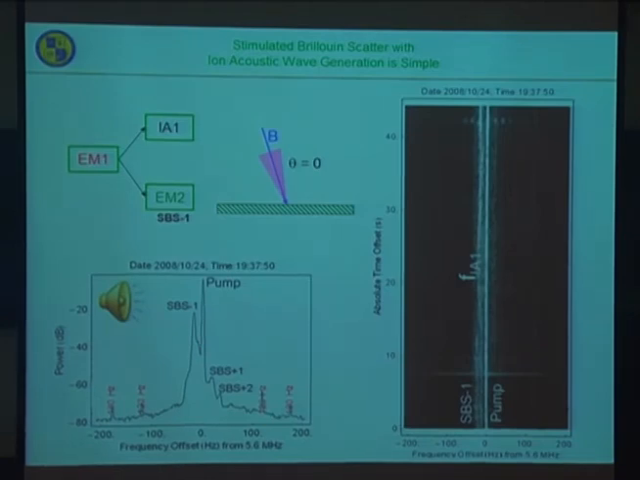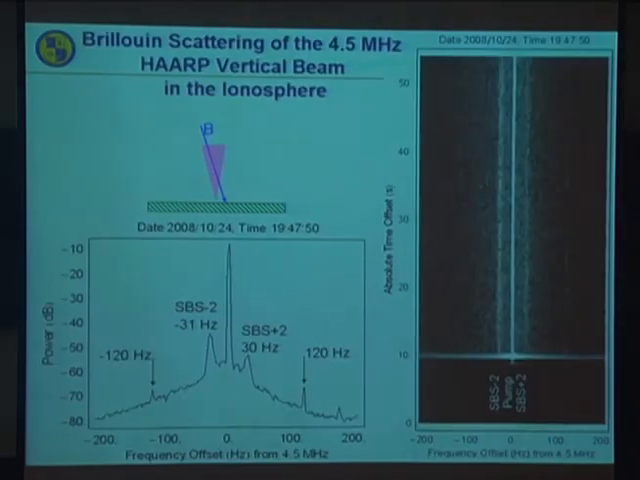So that's what it sounds like. What we've done is demodulated this signal to try to indicate what the ion acoustic waves sound like in the plasma. Sounds like ducks quacking to me.